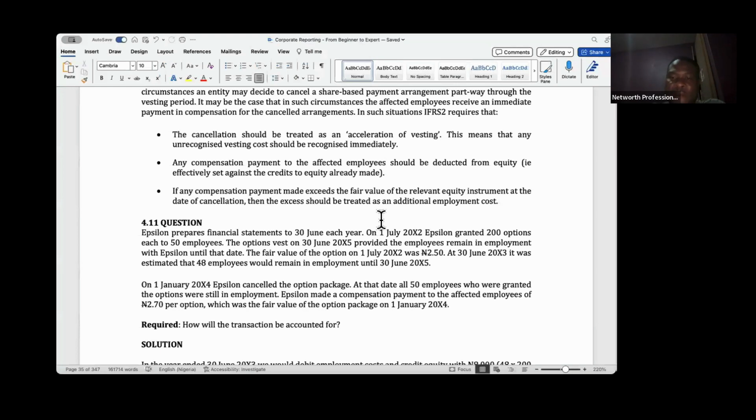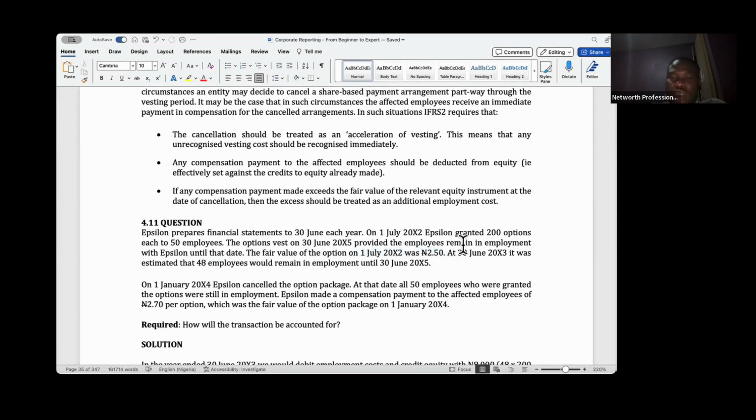They now told us that the fair value of the option on 1st July 2002 is 2.5. So this is the fair value of the option at the grant date. Like I've always said, this is how we measure the share option, using the fair value of the share option at the grant date. At 30th June 2003, it was estimated that 48 employees would remain in employment until 30th June 2005.